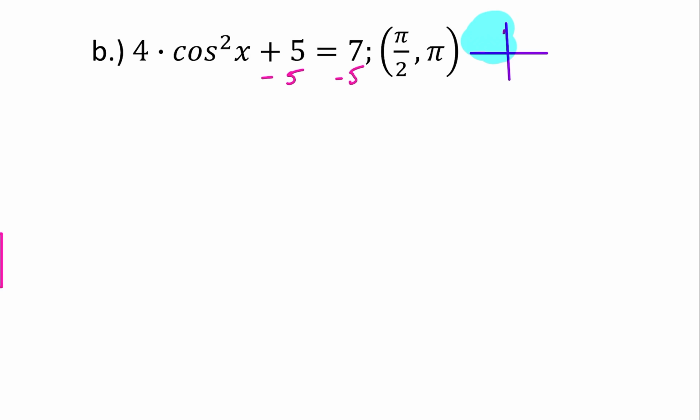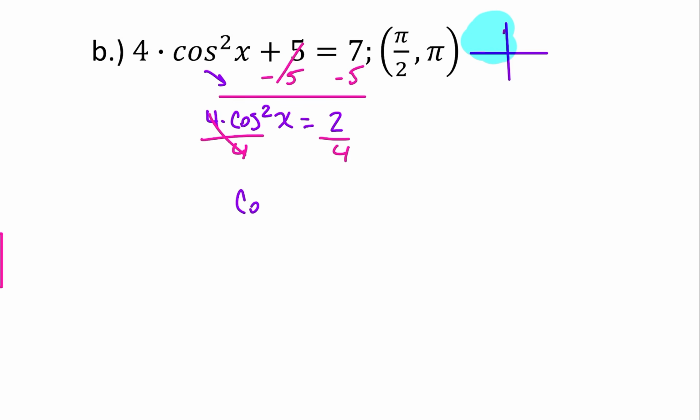Solving this then, subtract the 5 so we can get this cosine by itself. So we're going to bring down our 4 times cosine squared equals 7 minus 5, which is 2. And we'll divide this side and this side by that leading coefficient of 4. We get cosine squared of x equals 2/4, which is the same thing as 1/2.